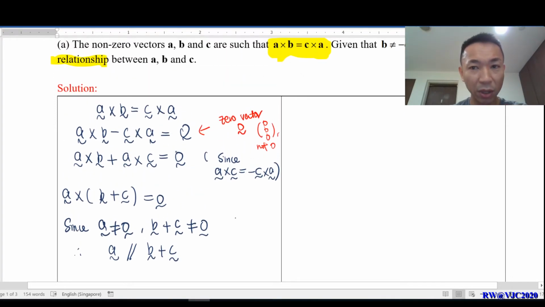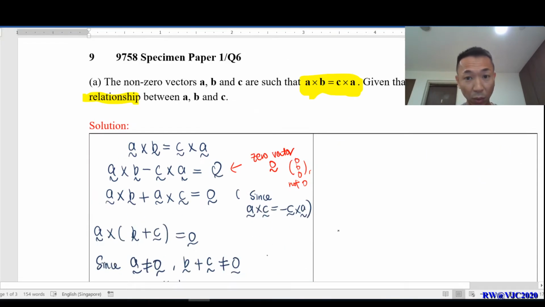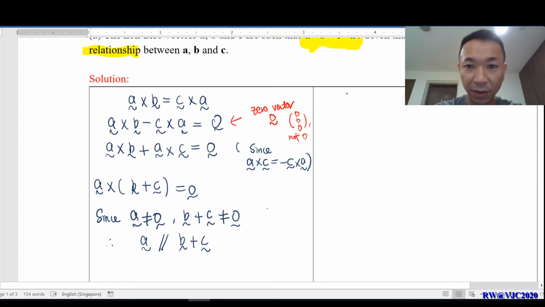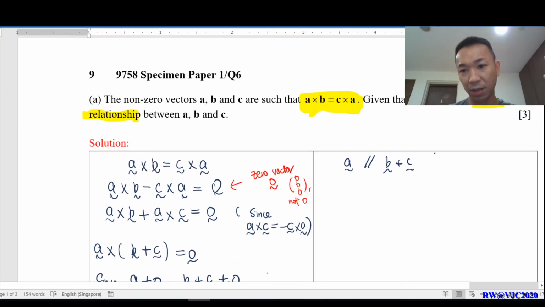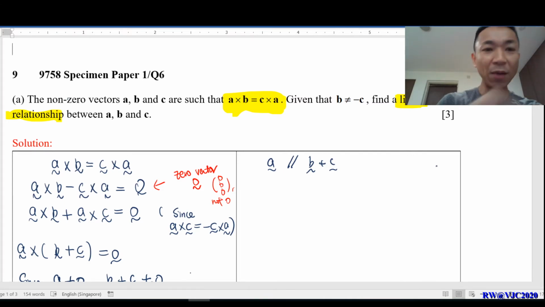So at this point, we can stop here if you really have no clue what linear relationship means. You could say, okay, I rewrite here, A parallel to B plus C, and say, okay, I'm stuck, I don't know. But let's think. Relationship means we need to try to find an equal sign. What is a linear relationship?